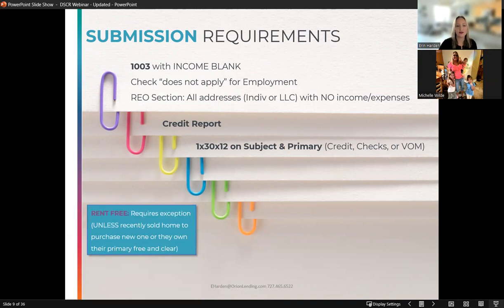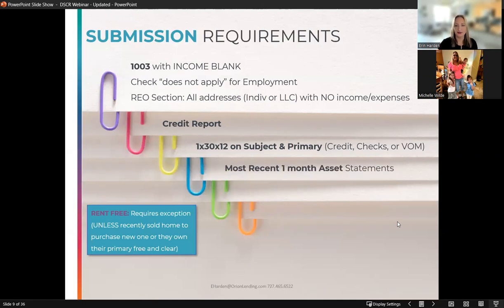Also, I like to point out that if they're rent-free, that is going to require an exception, which they do make that exception a lot of the time. So if you have a scenario where they're currently rent-free, let me know. But that rent-free exception would not be needed if they recently sold their home to purchase a new one, or they own their primary free and clear.